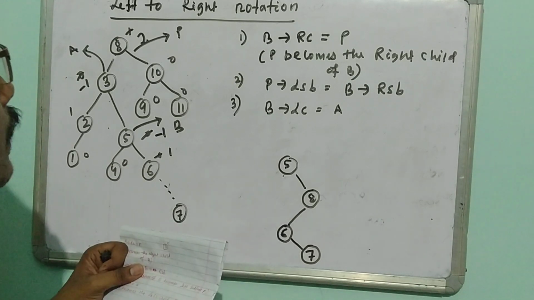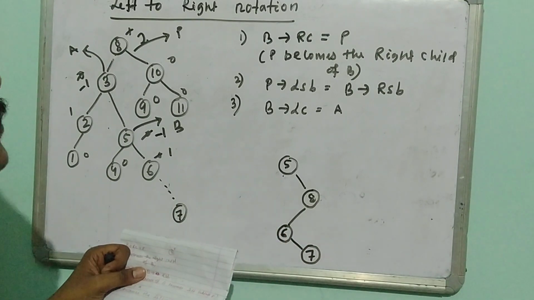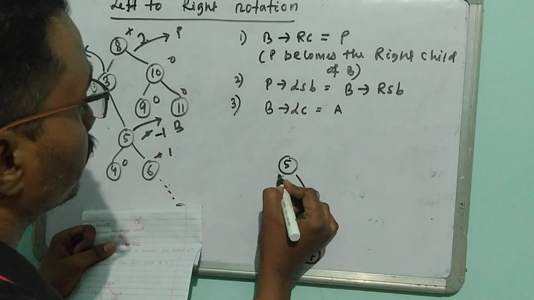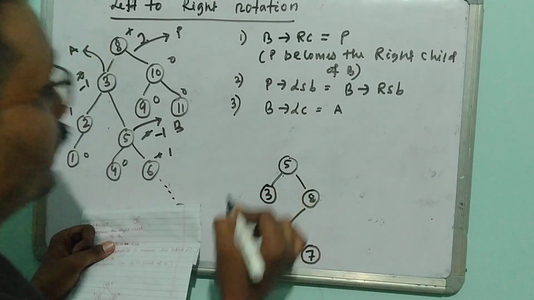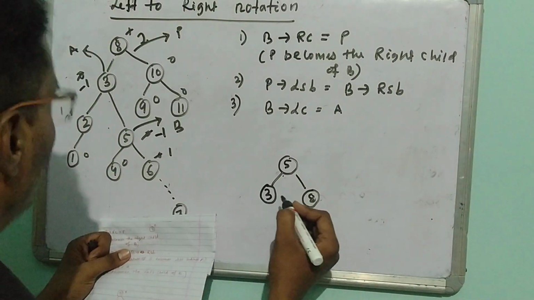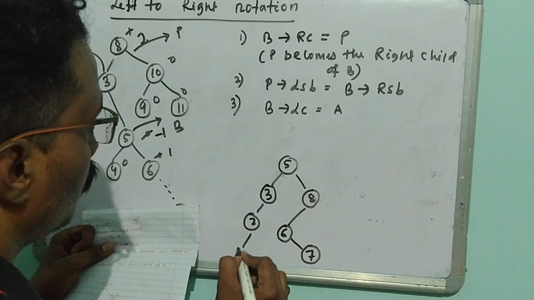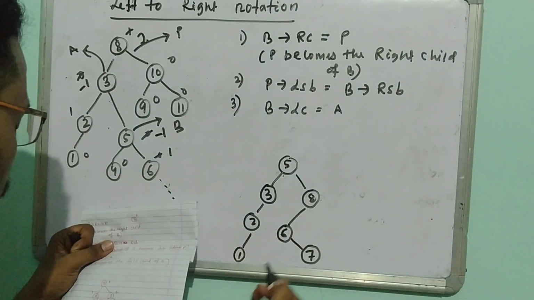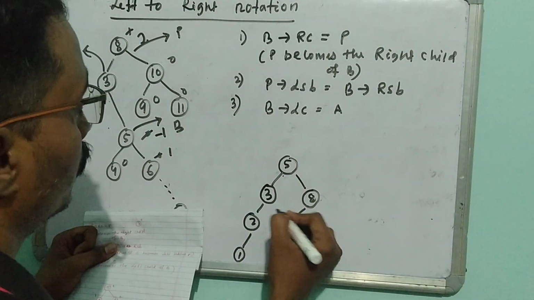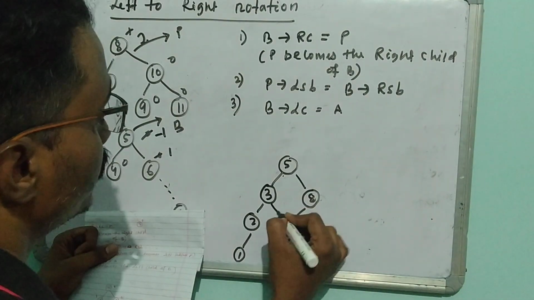And the left child of the B is obviously your 5. The left child of the B becomes the A. So it is nothing but 3. And the rest of the part will be as it is. So the rest of the part is nothing but 2, this is nothing but 1, and obviously this is nothing but your 4, because the rest of the thing is there.